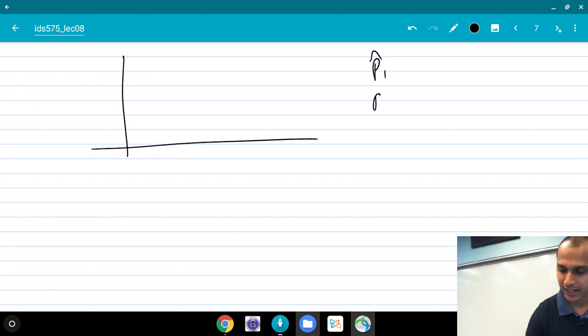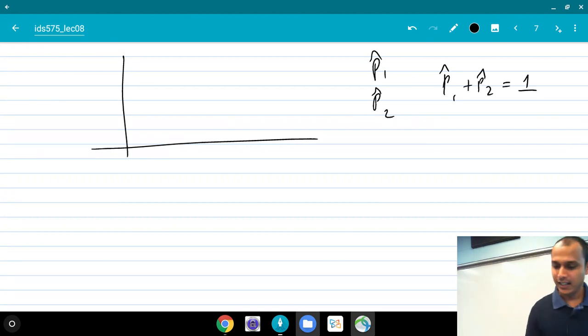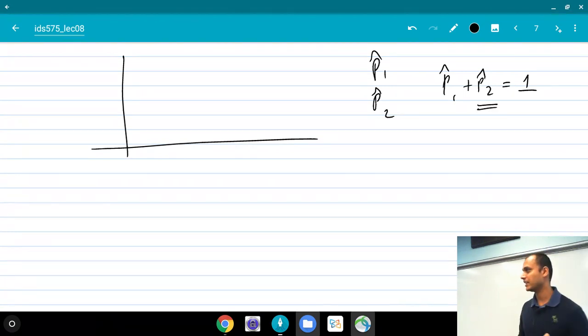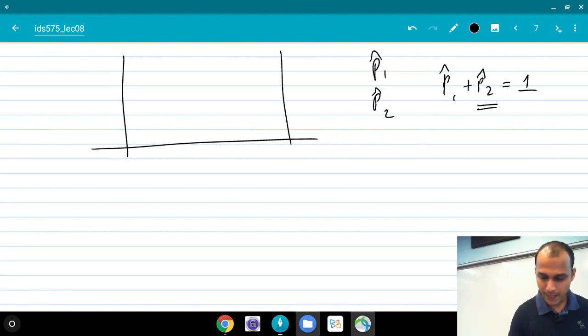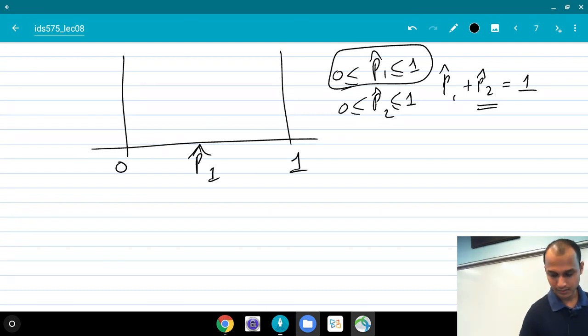If I have two-class classification, so I only have p hat 1 and p hat 2, this means that p hat 1 plus p hat 2 is equal to 1 because they're proportions. So it's really not 2 dimensions. I don't have to think of 2 numbers, I can think of 1 number because the other number is 1 minus that. Both of these numbers are between 0 and 1. Let me pick p hat 1, between 0 and 1.